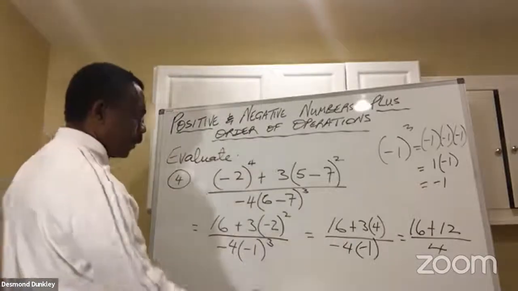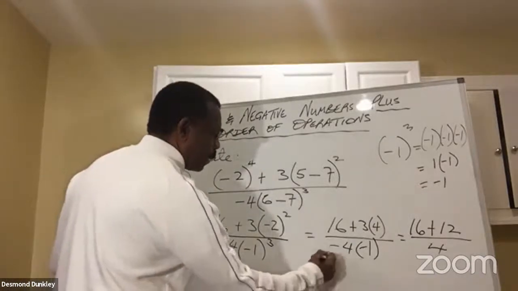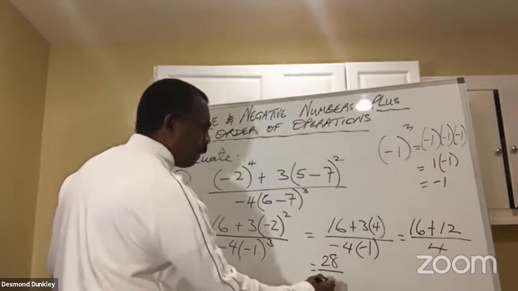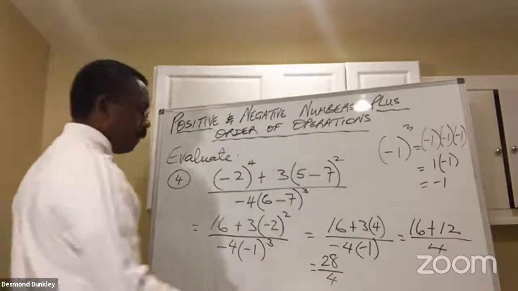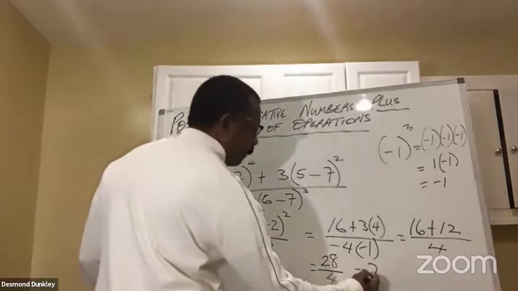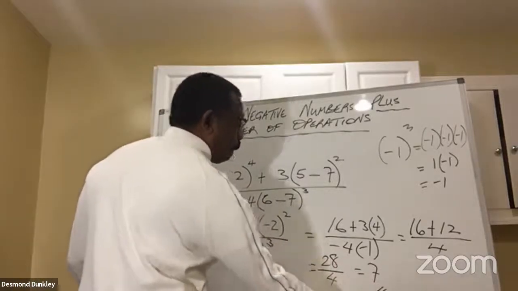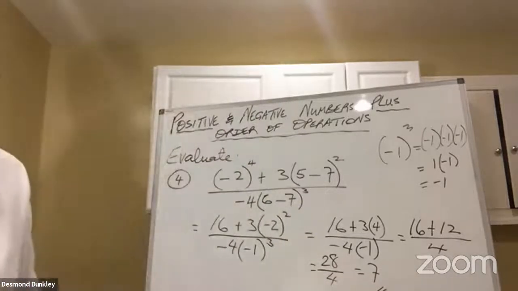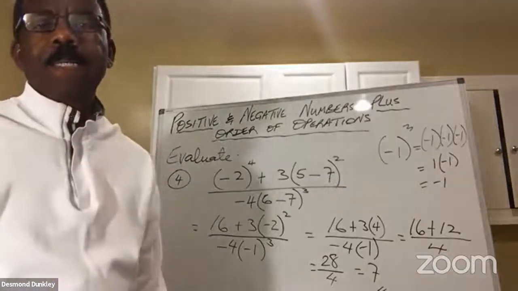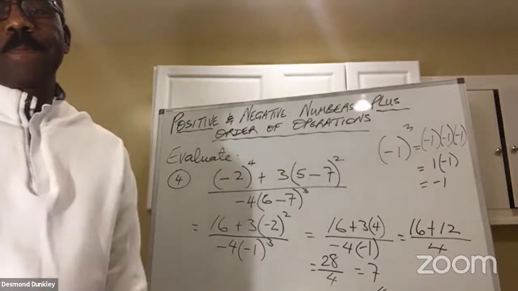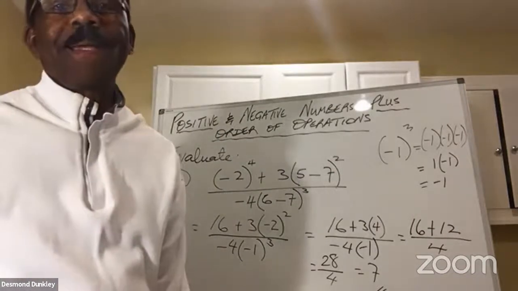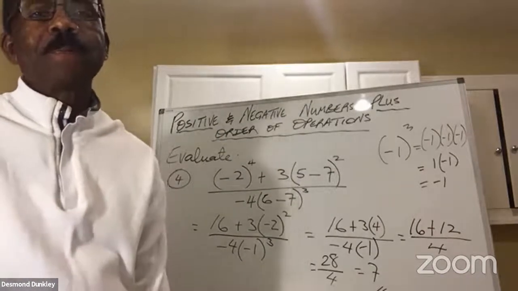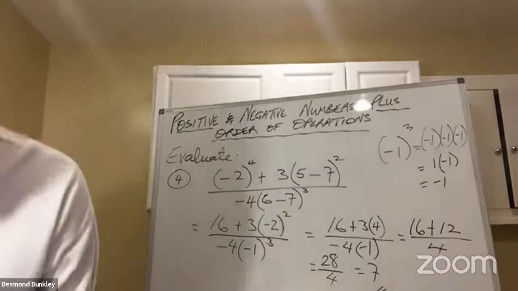So the answer is going to be 28 divided by 4. And that works out to the beautiful number of 7. How cool is that? That will be the final result. Okay? Was this helpful? Did you find this to be useful?